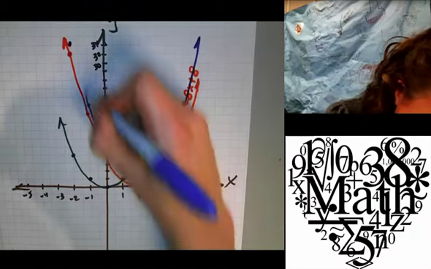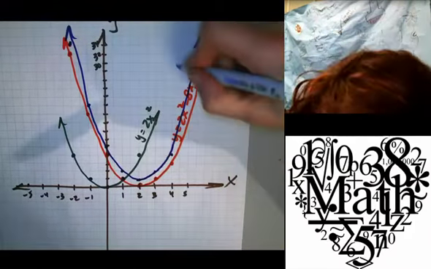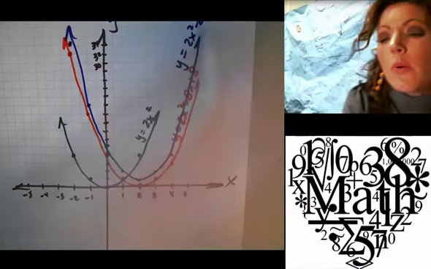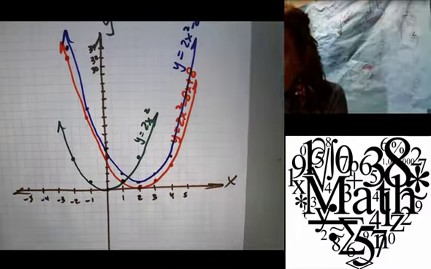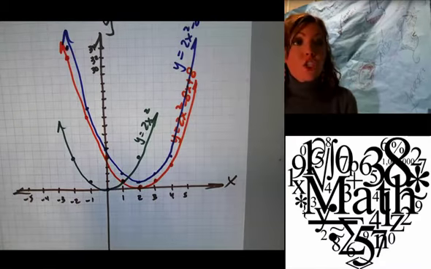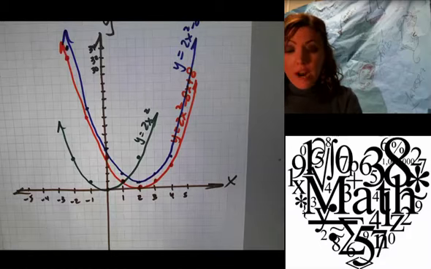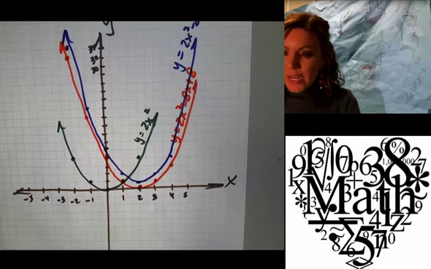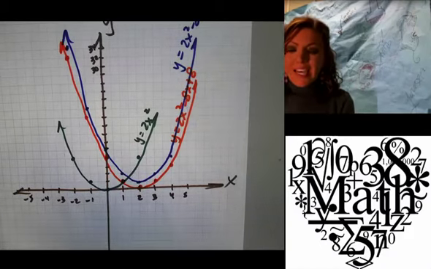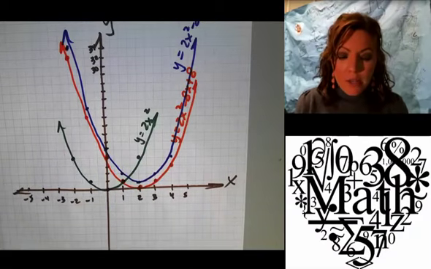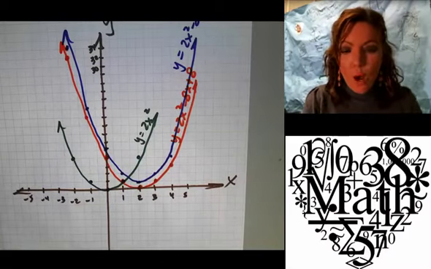Okay, so this blue one is y equals 2x squared minus 8x plus 10. Make sure you go back and look at the directions and do whatever they're asking you to do. We just graphed them on the same set of coordinate axes, and then it says compare the graphs by indicating the axis of symmetry and vertex of each parabola. Let's start with y equals 2x squared.